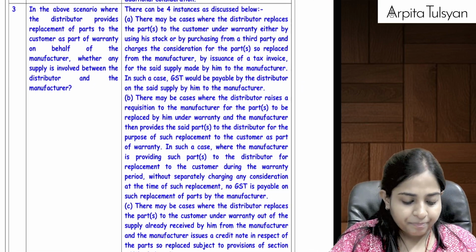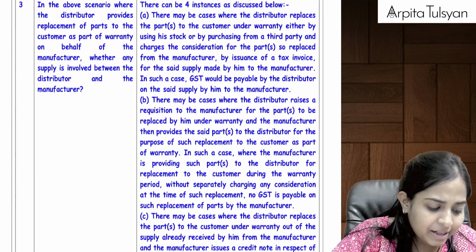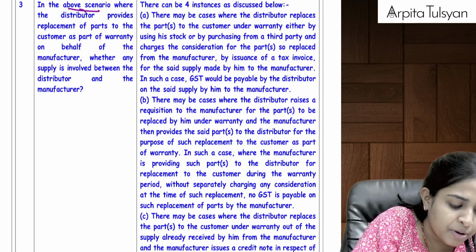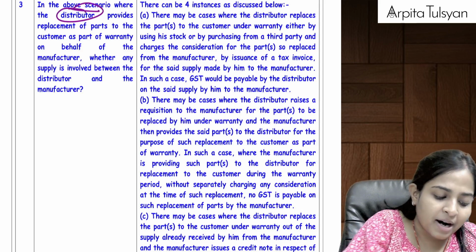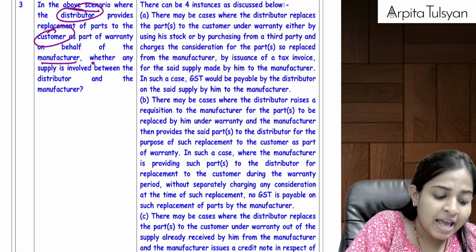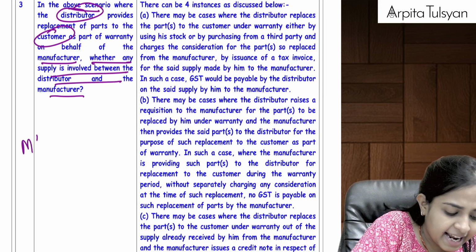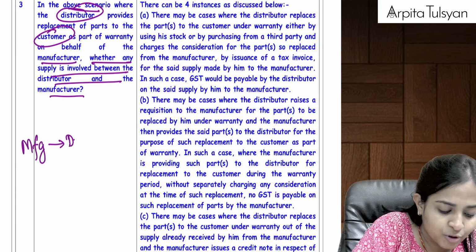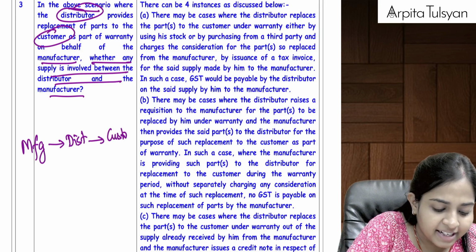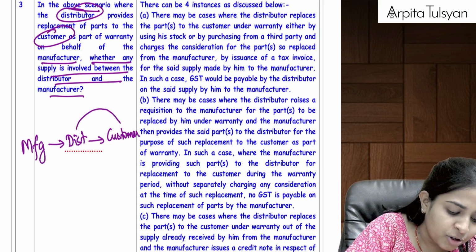Then after that, the third one is very, very simple. Let's try to understand this one. In the above scenario, where the distributor provides replacement of parts to the customer as a part of warranty on behalf of the manufacturer, whether any supply is involved between distributor and manufacturer. See, the manufacturer would have sold it to the distributor, and then the distributor finally sold it to the customer. Now here, who gave the warranty to whom?